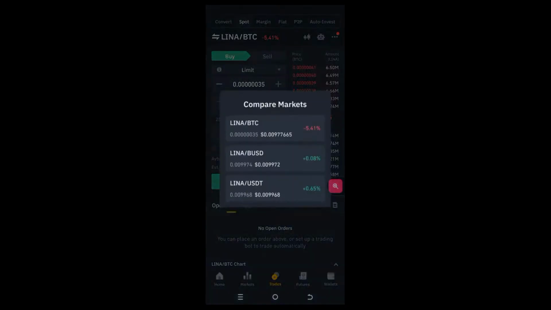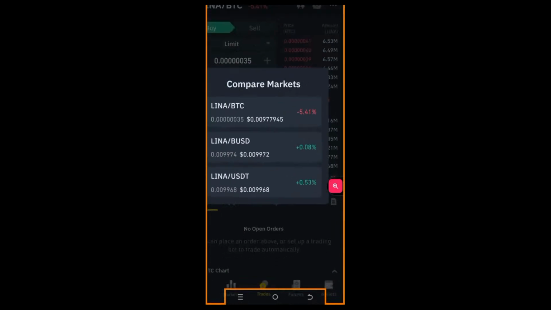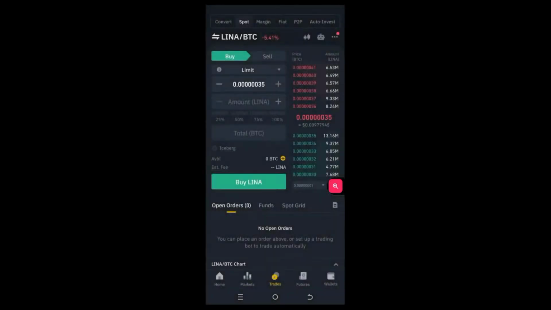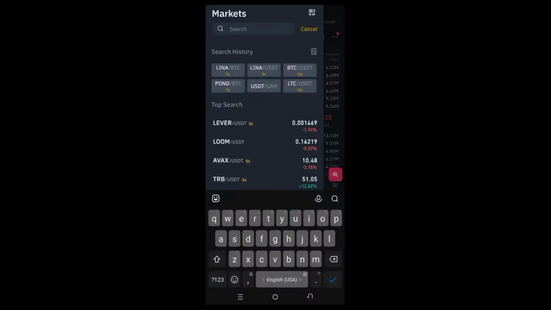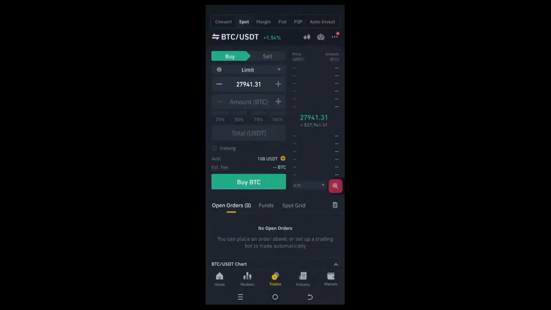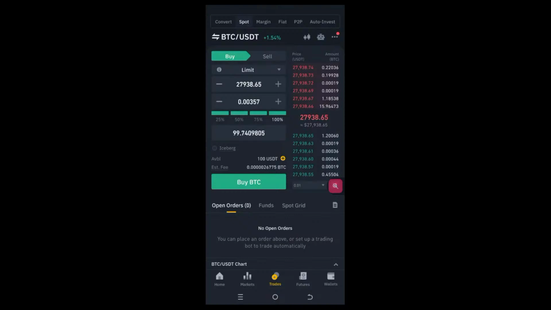So you can see that in the compare markets, we've got Lena BTC at 0.009777, and we have Lena USDT at 0.0099. So obviously we have to start with BTC. For us to do that, we need to quickly go and buy BTC. But let's do that with simulation first. So let's go over to BTC and pick up $100 worth and see how this plays out. Oh, it's only picking up 99.74. No problems, we'll work with that.